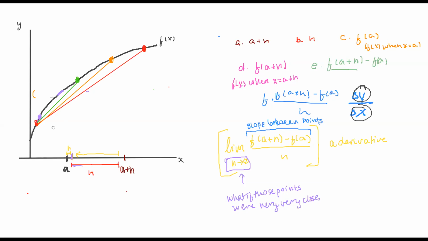So what the limit is saying is, what if we made H get really, really small, which means that these points are really, really close together. What is the slope between these two points? It's basically the line tangent to the curve, which is our derivative. Does that clear it up a little bit for you?